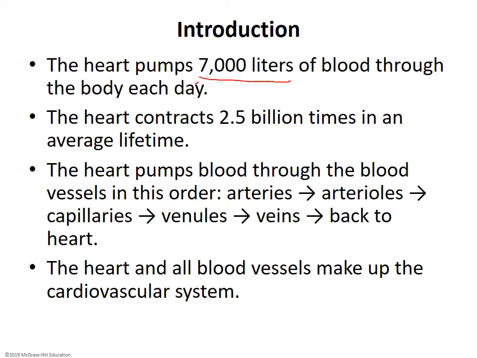About 7,000 liters of fluid pass through your heart. Now, we've got a lot less than that in our body because it's counted over and over again. The average person is going to have about 2.5 billion heartbeats, contractions per lifetime.